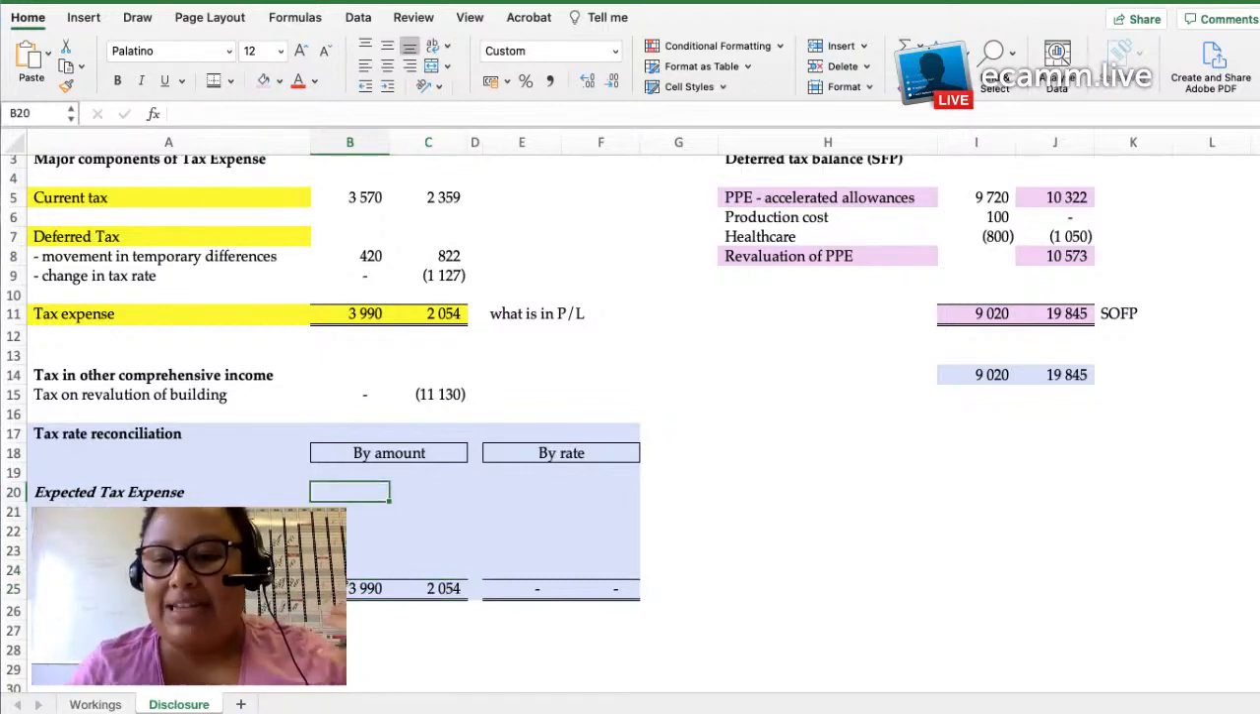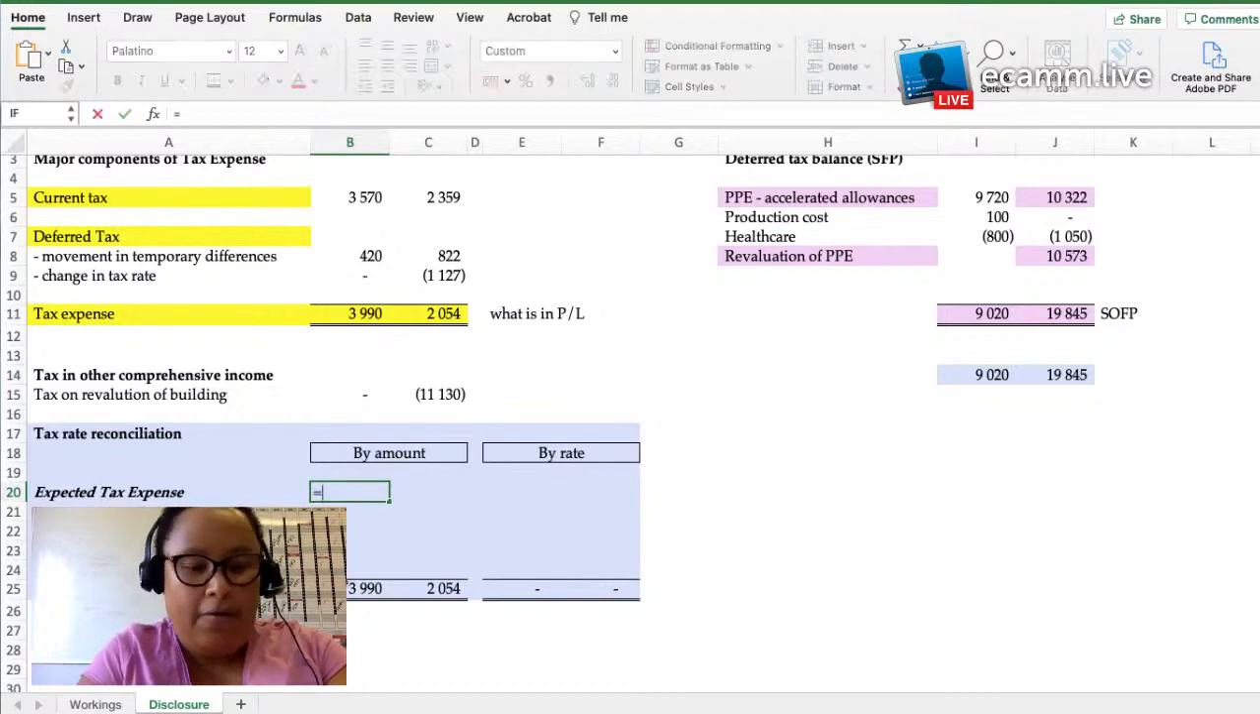So what do we expect our tax to be? If we look at our financial statements and we see there's profit before tax. In X5, the profit was 8775. Okay, so that's our profit before tax.